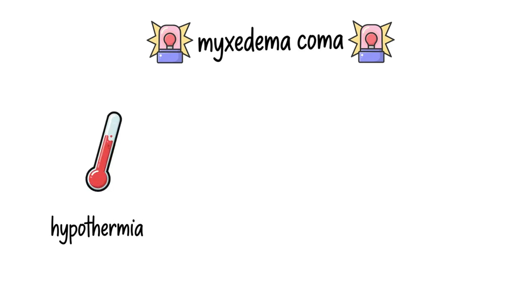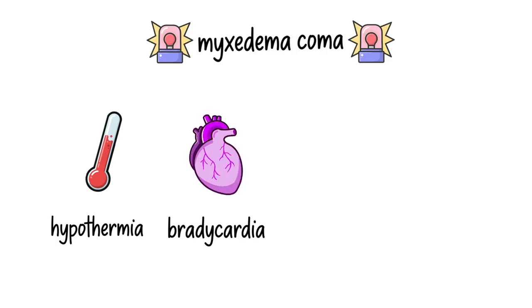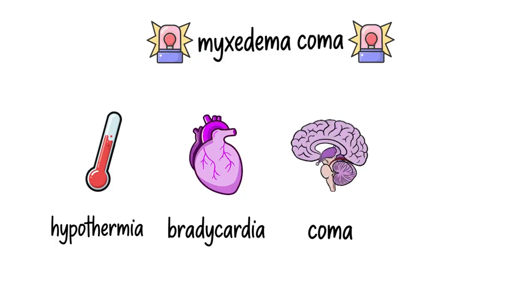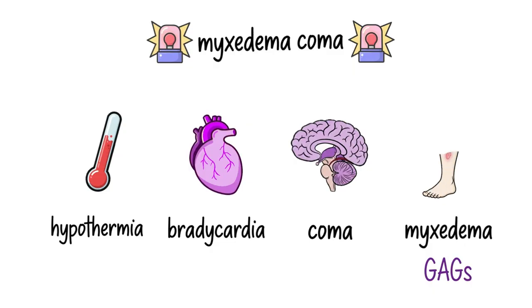Hypothermia. Due to decreased metabolism and energy production, body temperature drops significantly and may even fall below 35 degrees Celsius. Bradycardia and reduced perfusion. As cardiac activity slows down, heart rate decreases and blood supply to organs becomes insufficient. Decreased brain activity and coma. Lack of thyroid hormones reduces neuronal activity, and in severe cases, the patient may enter a coma. Myxedema. Decreased metabolism leads to reduced breakdown of GAGs, causing them to accumulate. These substances absorb water and deposit in tissues, leading to swelling and characteristic tissue changes.